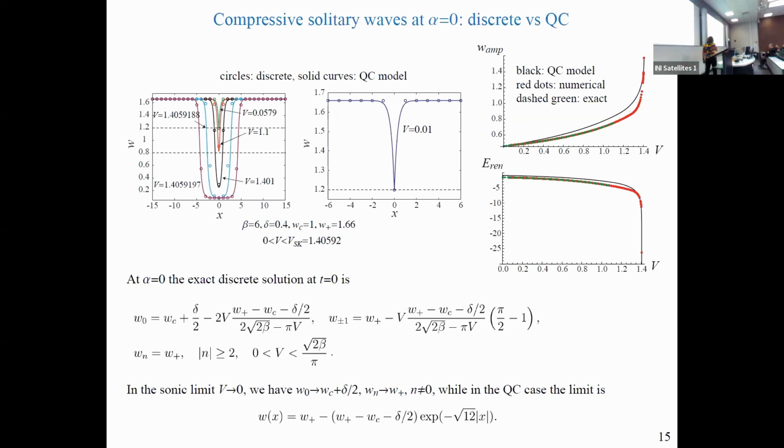Okay, and this left plot shows you the close to the zero velocity limit that I was just talking about, and this shows you the entire velocity range. Again, you can see this kind of broadening of the solutions as they reach the kink-antikink limit. And on the right, you see the amplitude of the solutions and the renormalized energy. Now, this black is the quasicontinuum. The red is the numerically computed discrete values, and the dashed green, I don't know if you can tell, yes, there is a dashed green here. That's the exact solution.